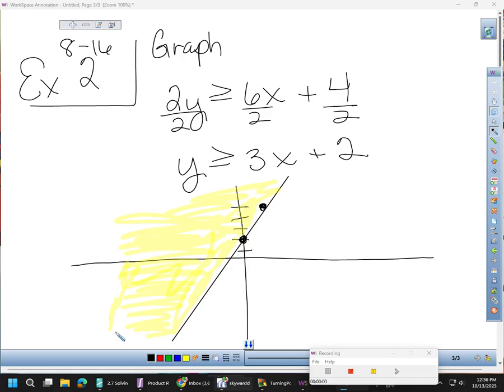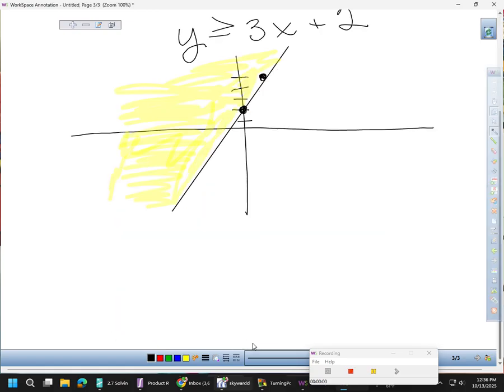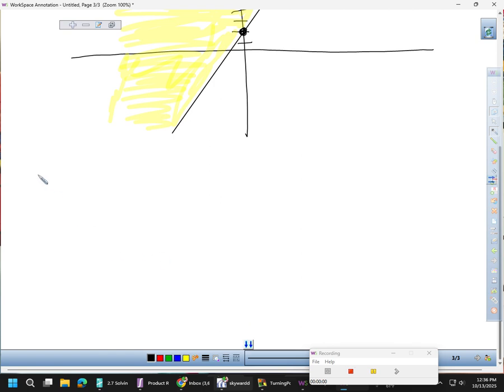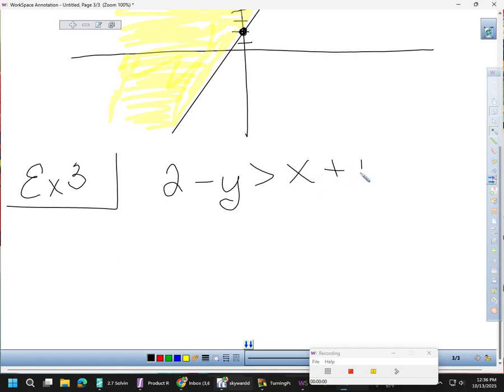I want to do one more from this section anyway. Do example number 3. Example 3. Let's say I have 2 minus y is greater than x plus 4.